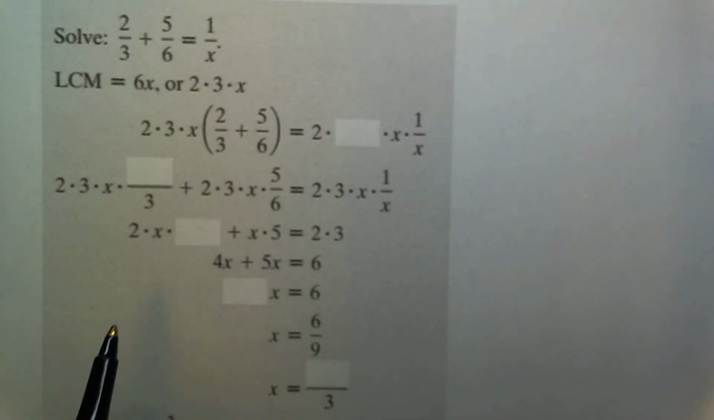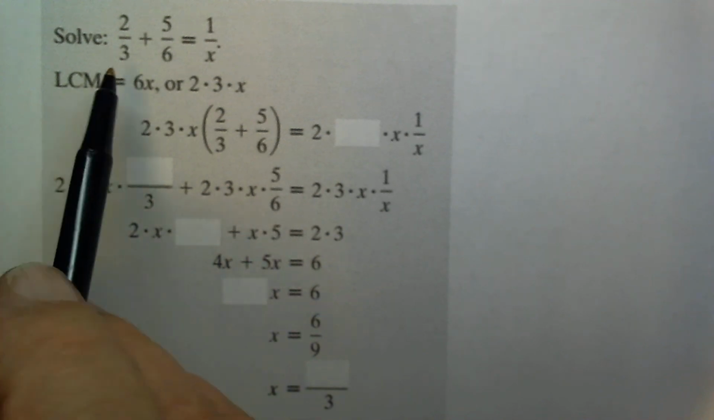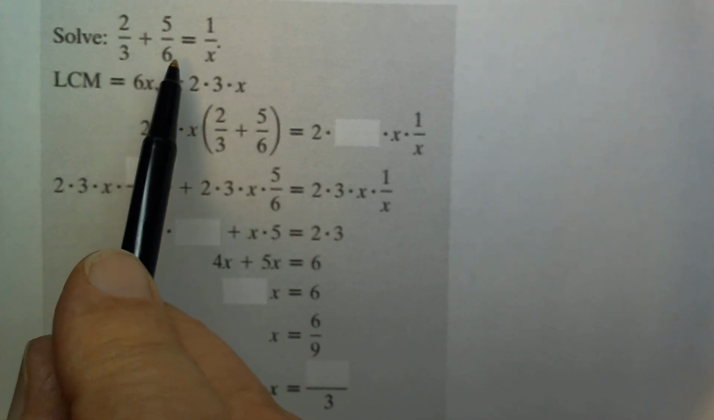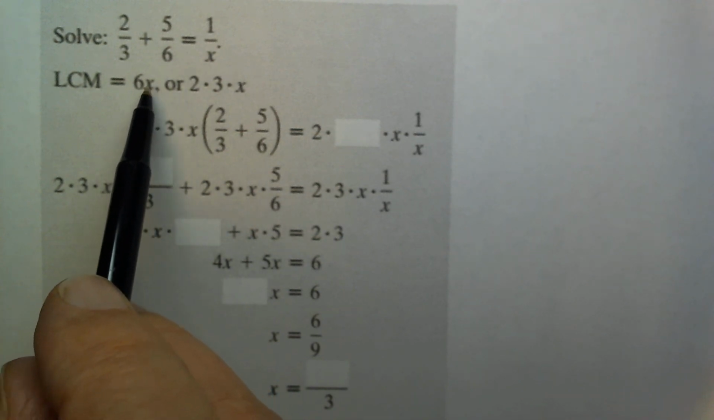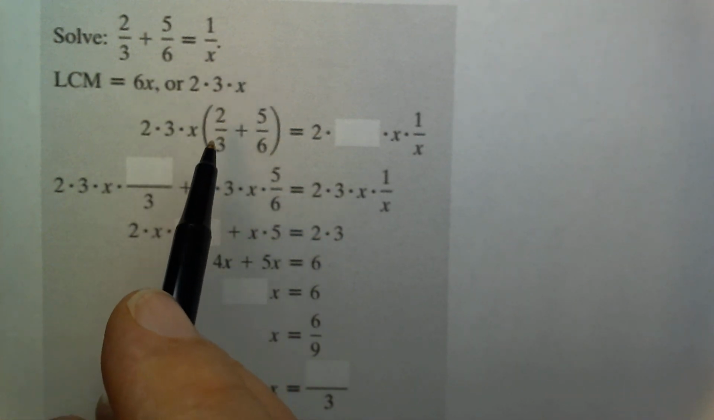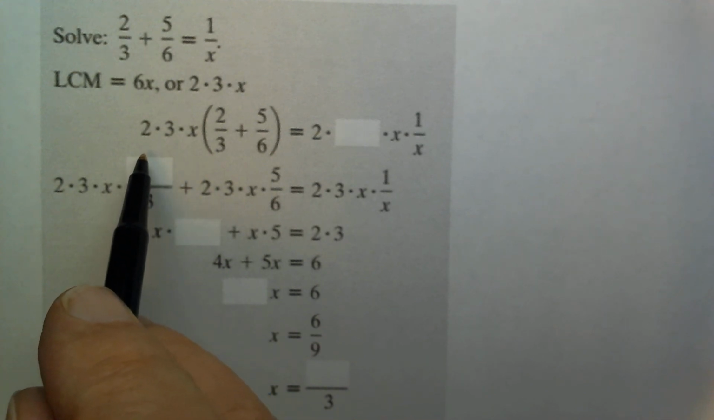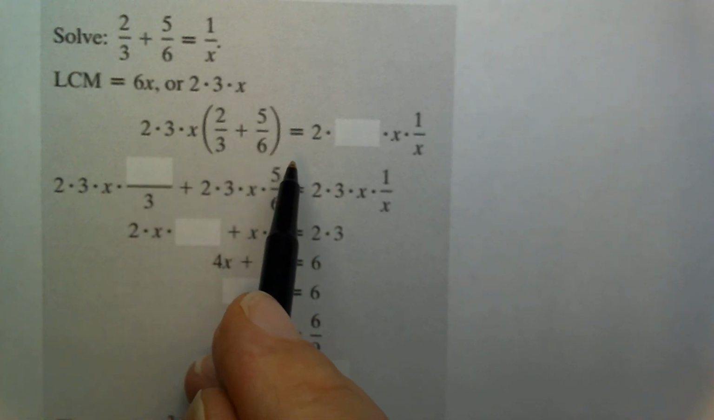The next example is a guided solution. Here we have the equation 2/3 plus 5/6 equals 1 divided by x. So our least common multiple is 6x, or 2 times 3 times x. So we multiply both sides by 2 times 3 times x.